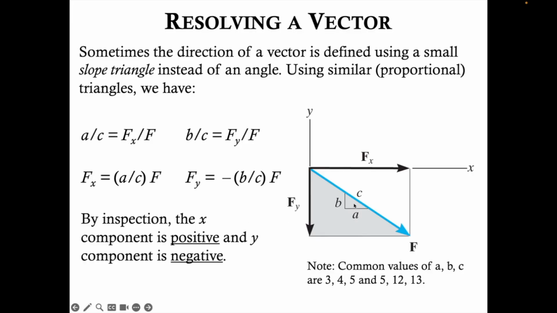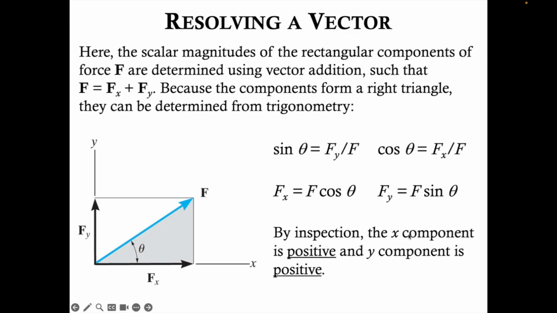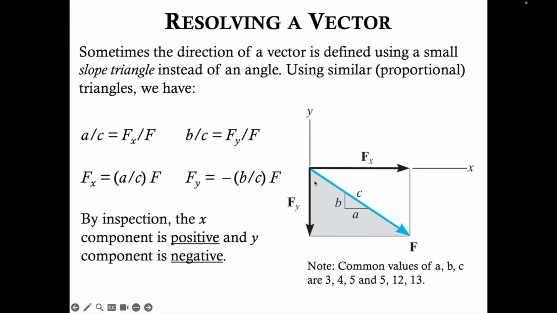Sometimes the direction of a vector is defined using a small slope triangle instead of an angle. So here is that type of example. Whereas this force vector was in the first quadrant of the xy plane, this force vector is in the fourth quadrant, right? Because we have quadrant 1, quadrant 2, quadrant 3, and quadrant 4. So here, this force vector is directed in this manner. And again, it has its own x and y, or rectangular components. Now notice there's no angle, no theta here that's given.